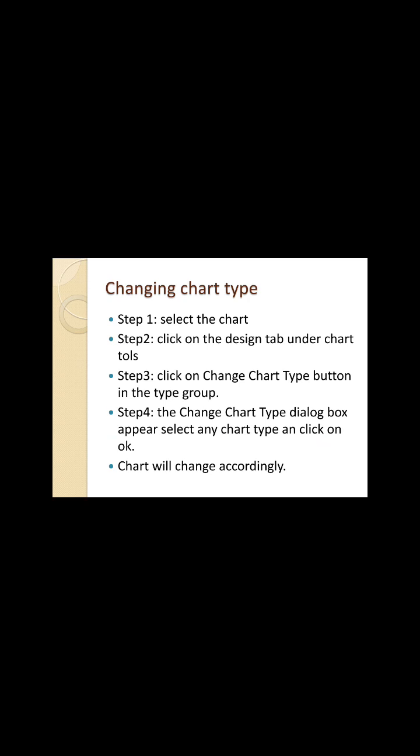So, here I am going to explain changing the chart type. Once you have created a chart, a column chart, suppose it is in a single data series and you want to change it into a pie chart. Well, how are you going to change it?